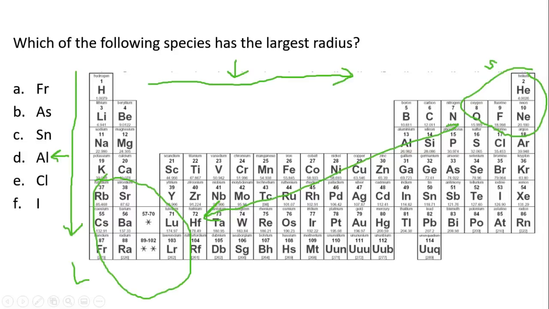We want to look for the elements that are on the left-hand side of the table. Is francium on the left-hand side of the table? Yes. So we can look at that one. Arsenic? No. Tin? No. Aluminum? No. Chlorine? No. These are all nonmetals and metalloids. Iodine? No. So the only metal we have is francium. Francium has the largest atomic radius because it's the furthest one on the left side. Left and down is where you want to look. Francium is right here. It's actually the largest element in the periodic table so far.